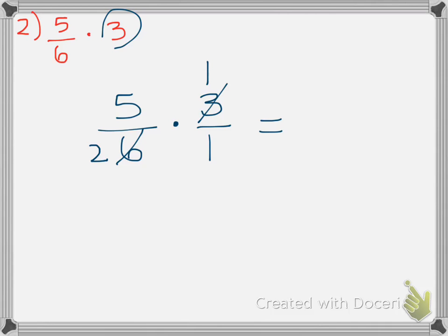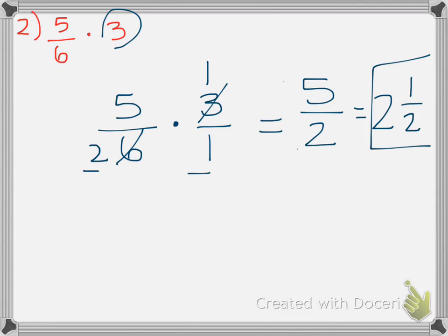Now you still do the same thing. You multiply the tops. So 5 times 1 is 5. And multiply the bottoms. 2 times 1 is 2. Now you never want to keep your answer as an improper fraction, so turn it into a mixed number. How many times does 2 go into 5? Twice, with 1 left over. Final answer.